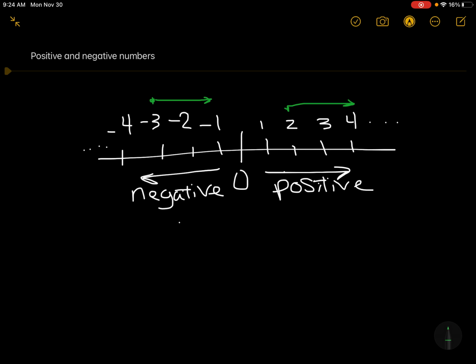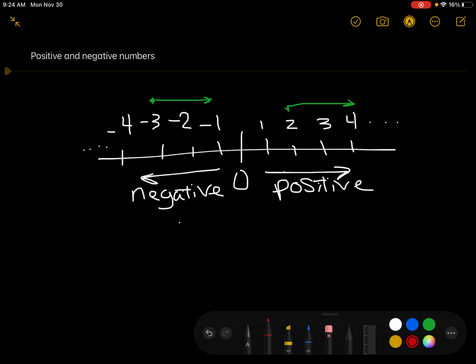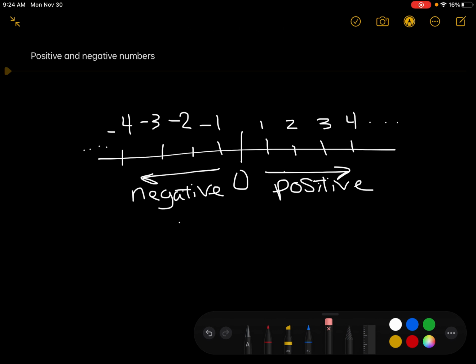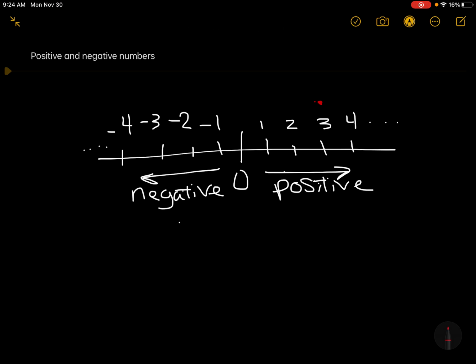Now, this concept applies also going the opposite direction. When we are going to the left, any number that we choose and go to the left of, all of the numbers are going to be smaller than that number, or less than that number. So let's say, for instance, we chose +3. Any number to the left of +3 is going to be smaller.